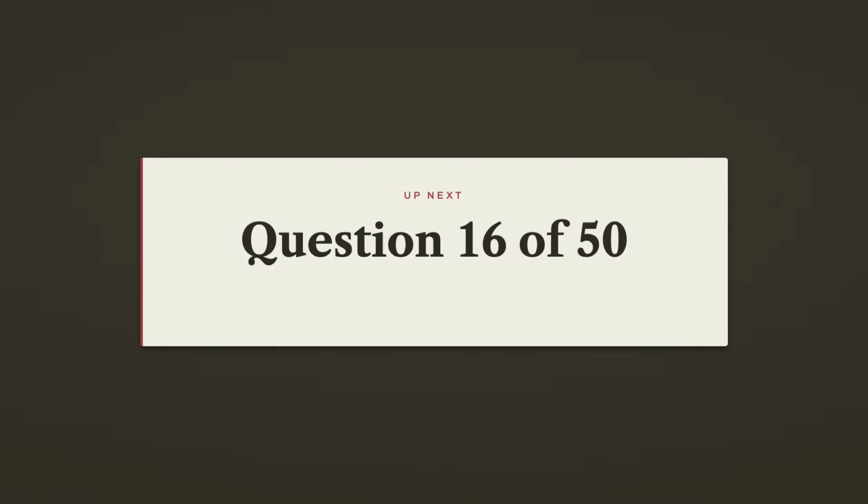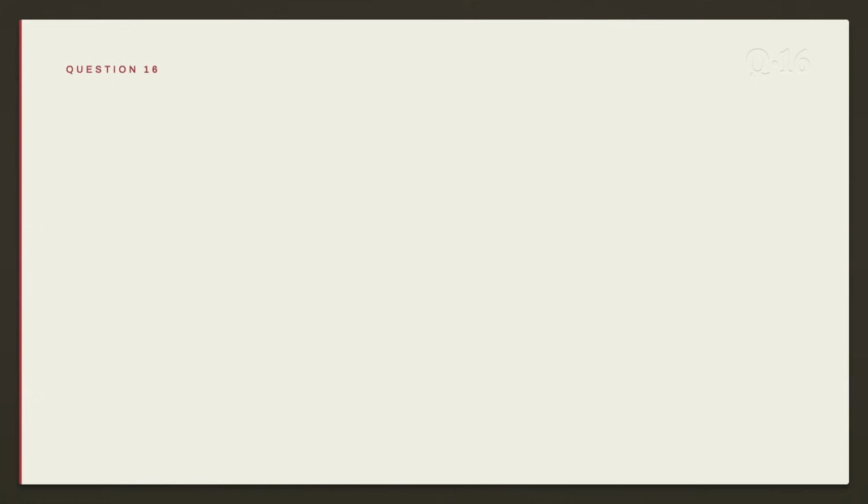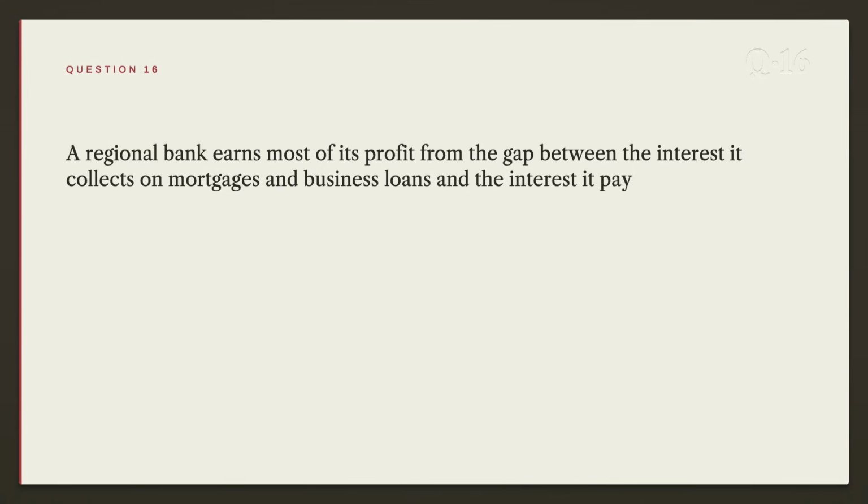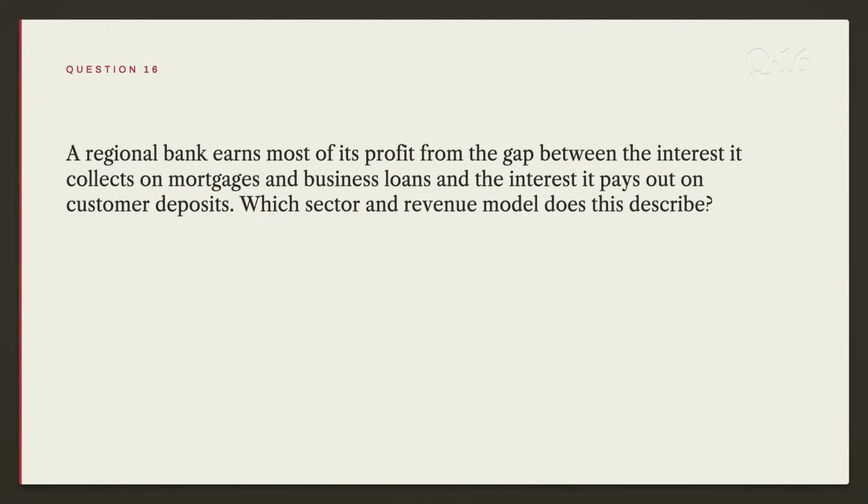Question 16. A regional bank earns most of its profit from the gap between the interest it collects on mortgages and business loans and the interest it pays out on customer deposits. Which sector and revenue model does this describe?